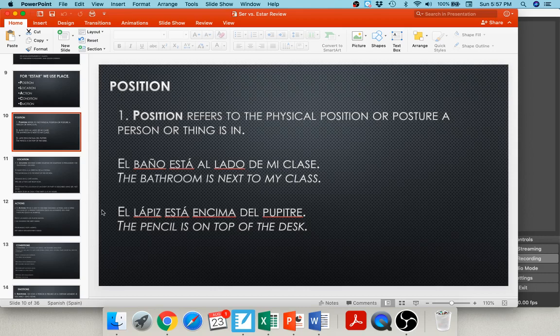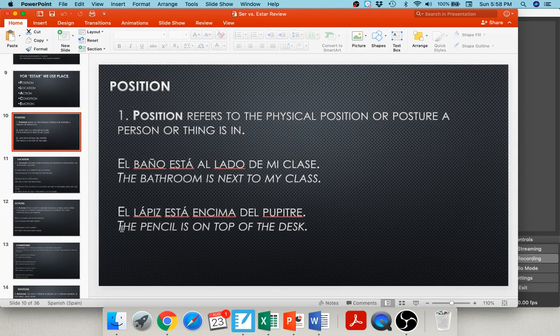An example here is that "El baño está al lado de mi clase." The bathroom is next to my class. That's the bathroom's position or its location. "El lápiz está encima del pupitre." The pencil is on top of the desk.